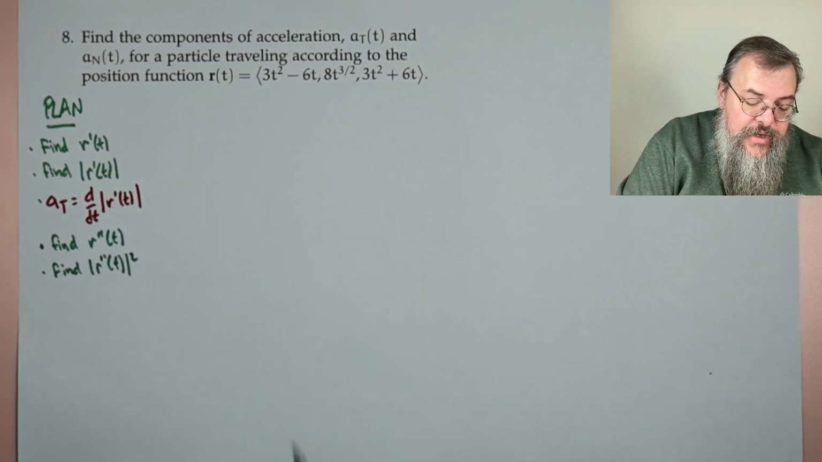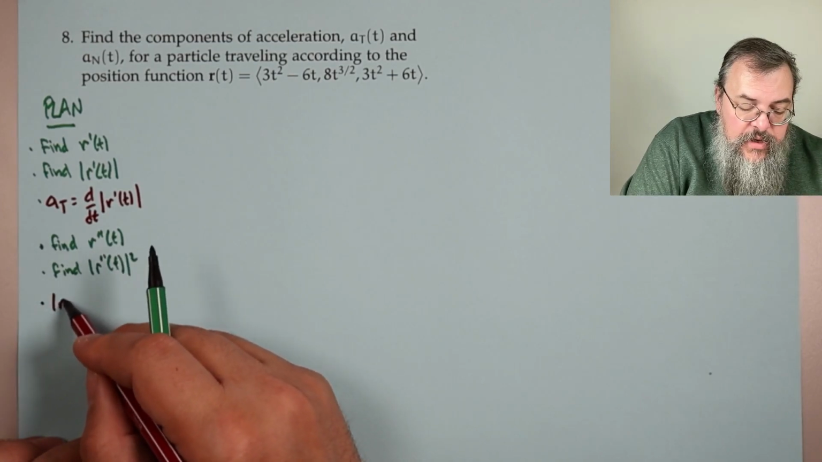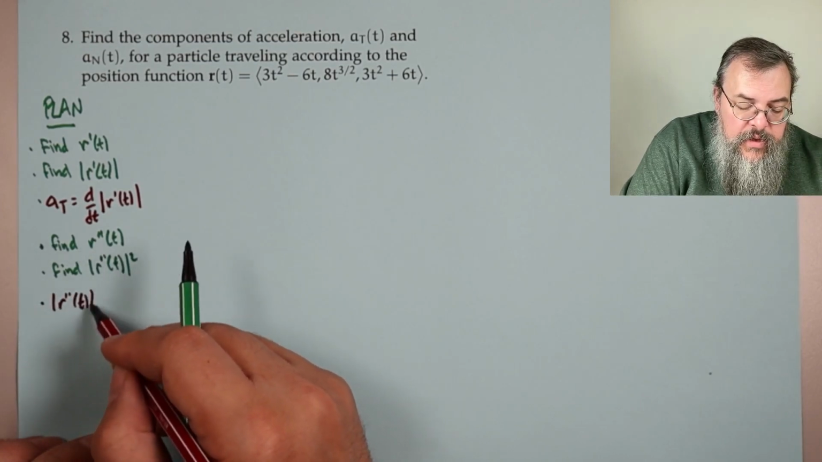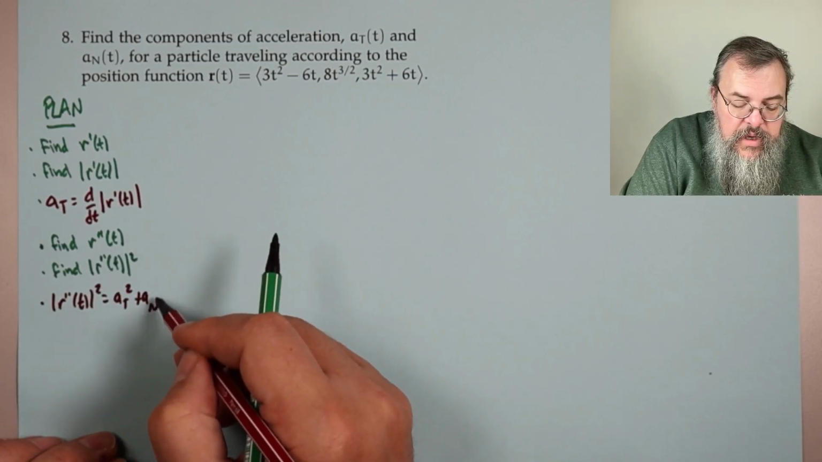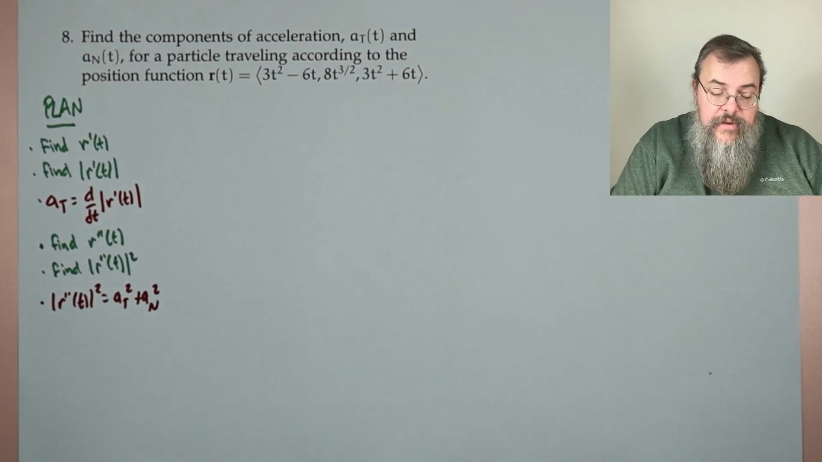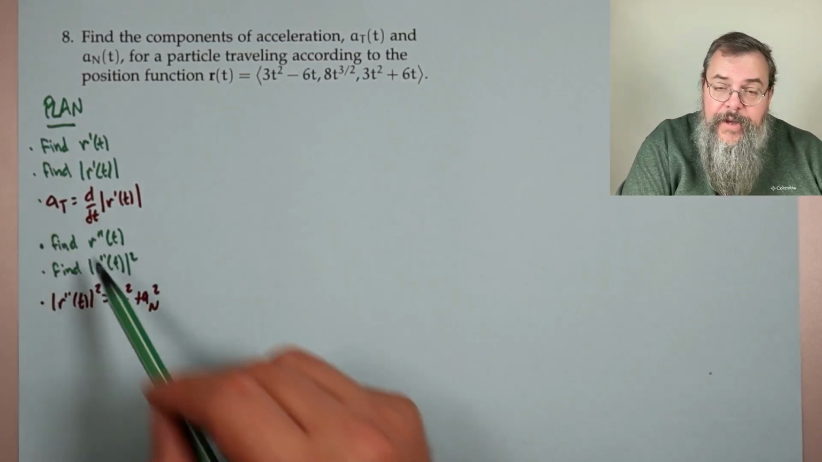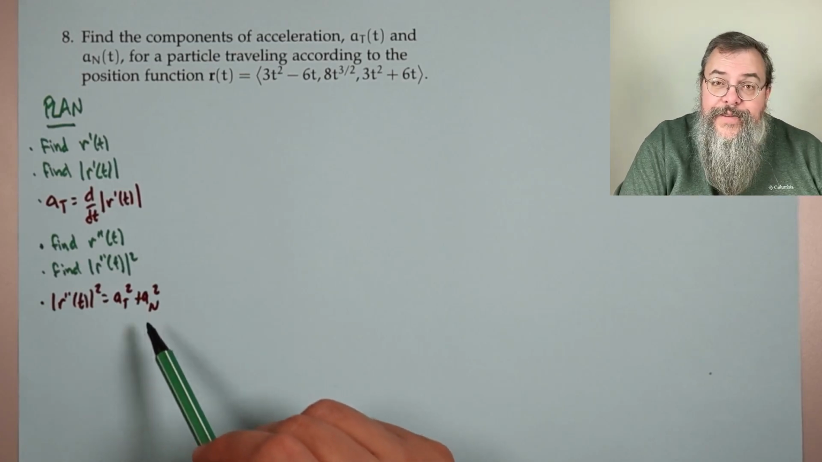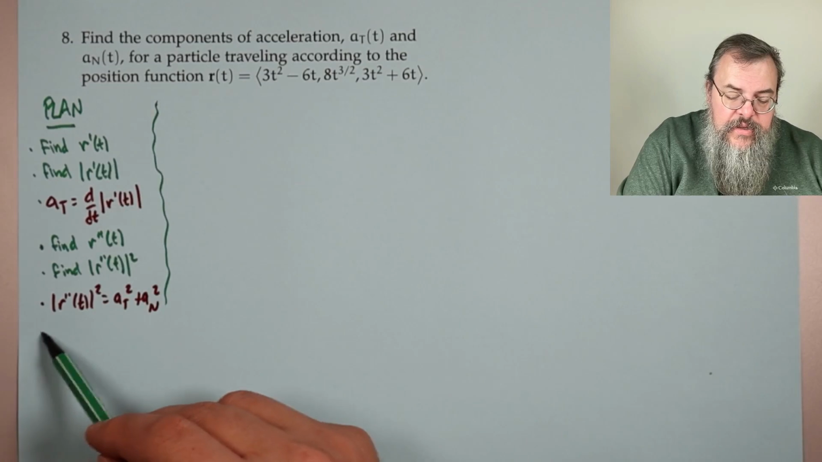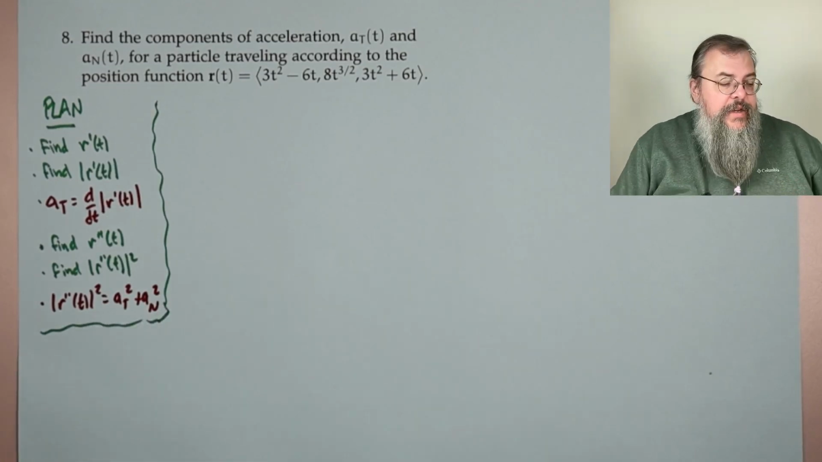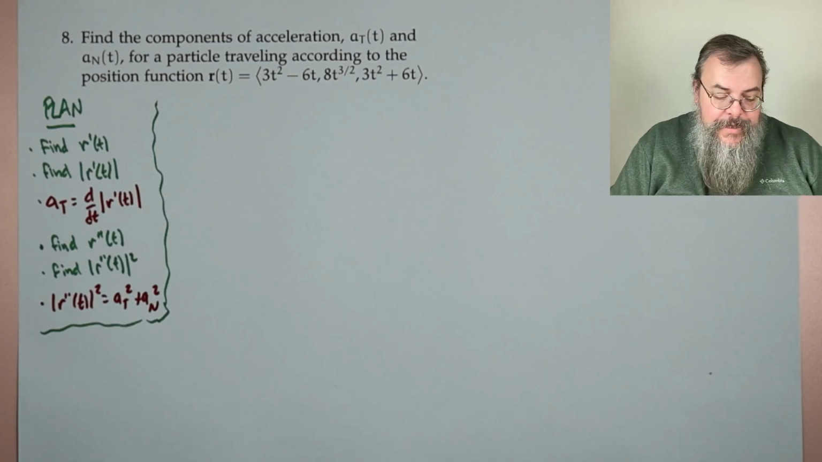And in particular, what we get is that the magnitude of r double prime squared is a sub t squared plus a sub n squared. Now you notice we have the term magnitude r double prime squared, and we have a sub t squared. Solve for a sub n. Okay, so there we go. And nothing is particularly bad. We just have to know our game plan and we follow it.